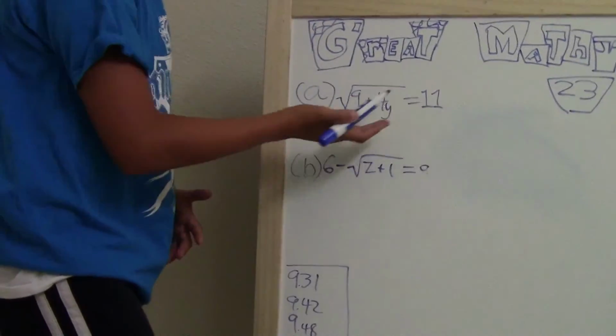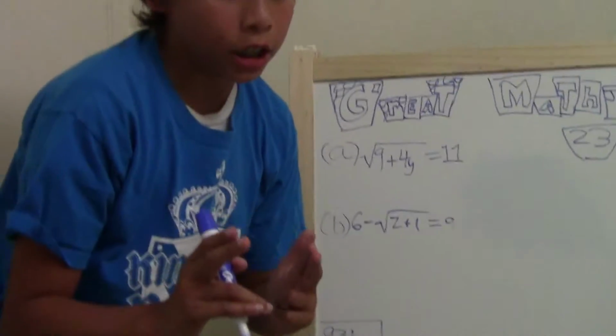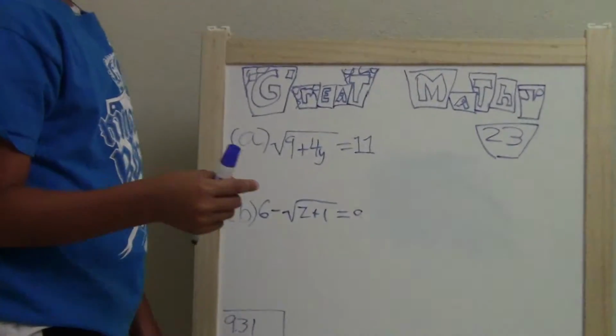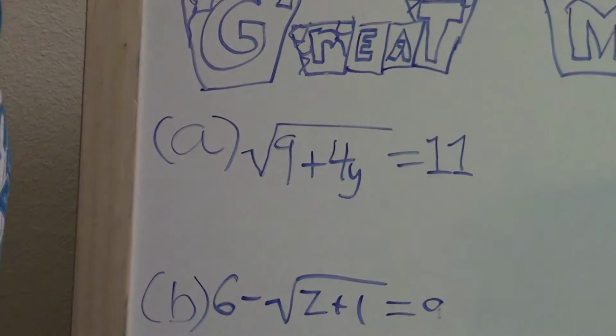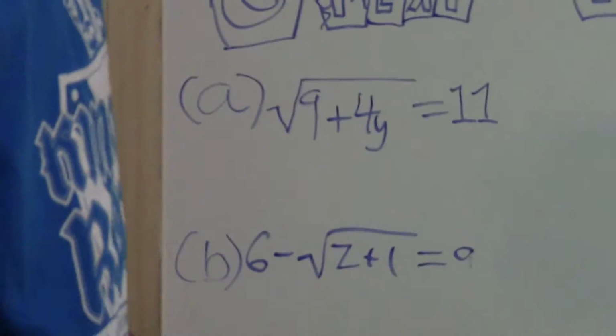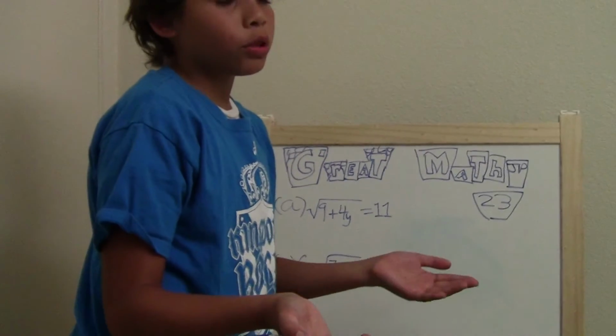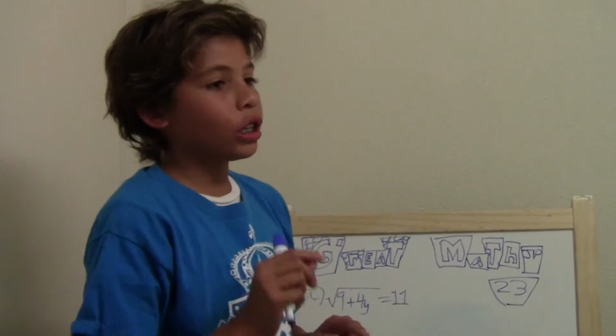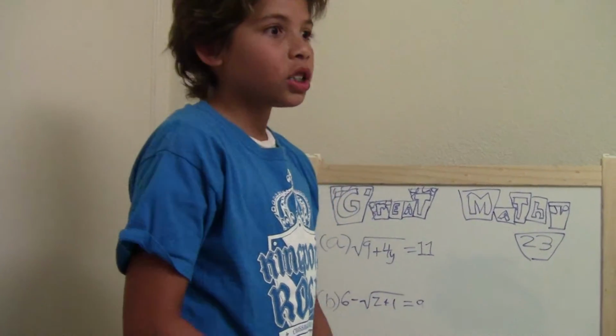So to solve this question, how do we even go about it? It's like a normal equation, but what is bugging you in this? The answer is the square root. Well, how do we get rid of square roots? What's the opposite of a square root? It's kind of like the reciprocal. You use the reciprocal of the number.